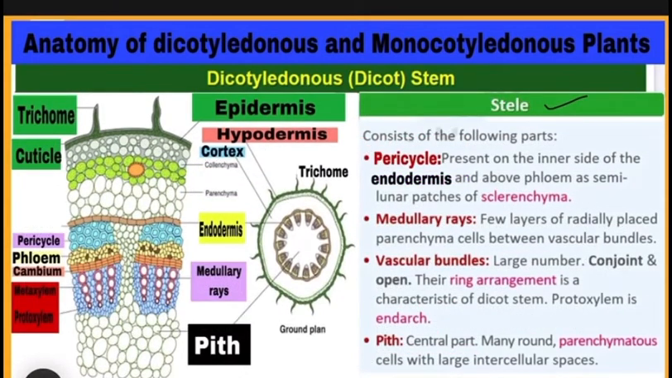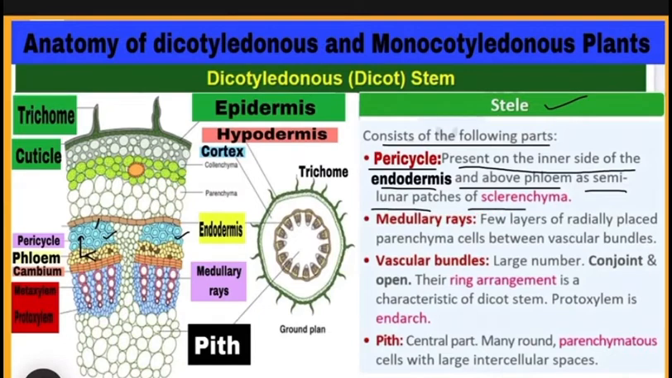Next, stele. It consists of the following parts. Number 1, pericycle. It is present on the inner side of the endodermis and above the phloem. फ्लोएम के ऊपर, this is phloem, इसके ऊपर और एंडोडर्मिस के नीचे पेरिसाइकिल प्रेजेंट होती है. And it is present as semi-lunar patches of sclerenchyma. जो सेल्स पेरिसाइकिल में होते हैं वो स्क्लेरेन्काइमा सेल्स होते हैं.